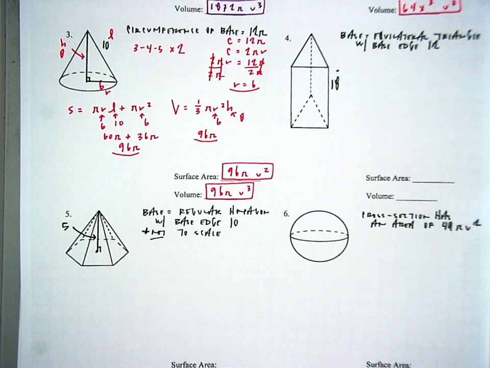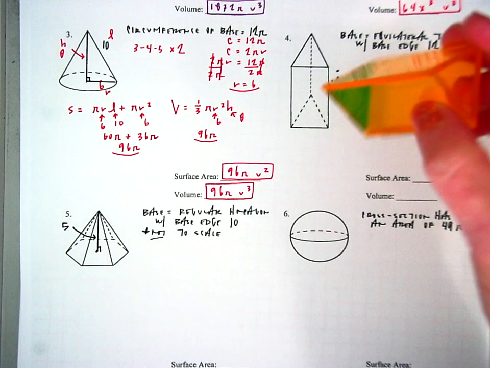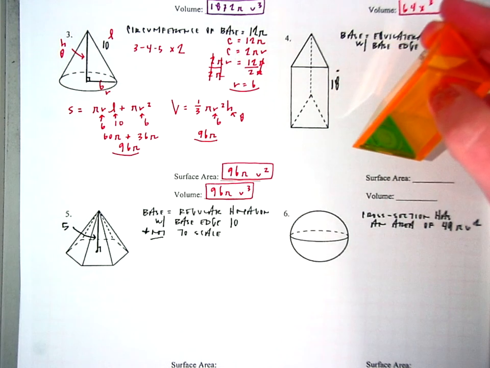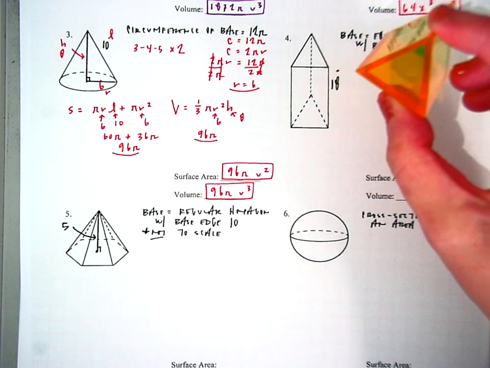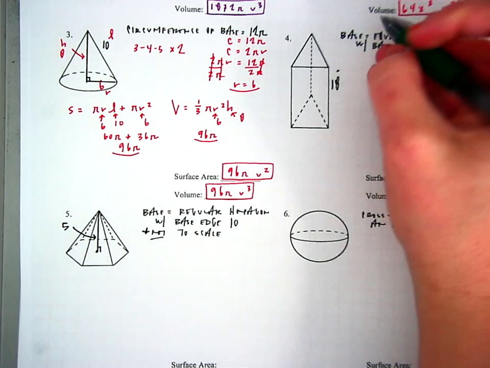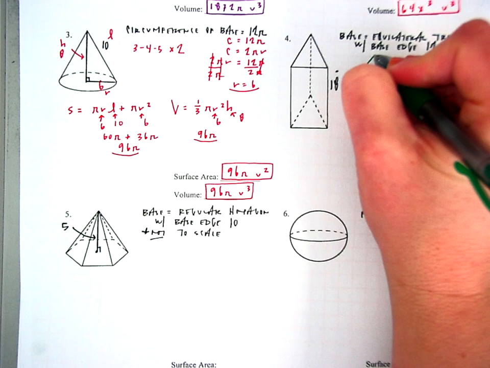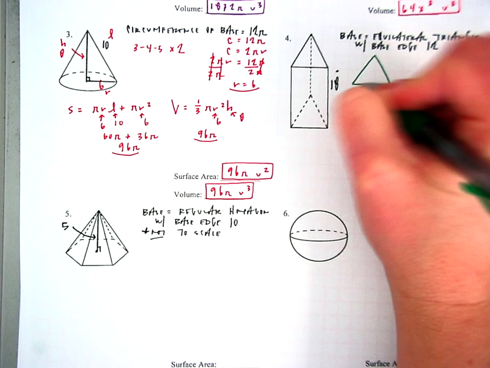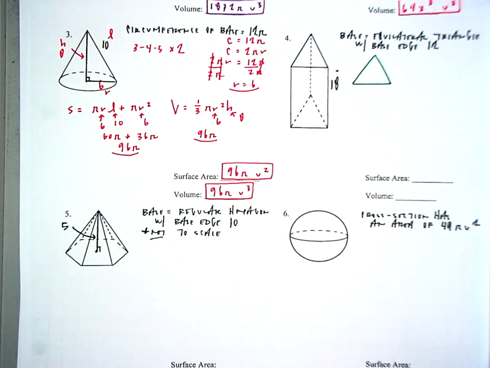So for here we have a triangular prism. Let me see if I have a model for that. I do, of course. So here's my triangular prism, and my base shape is an equilateral triangle. So let's focus on that base first, because that's crucial here. So here's my base shape, an equilateral triangle. I'm told that a base edge is 12, so all my sides are 12.